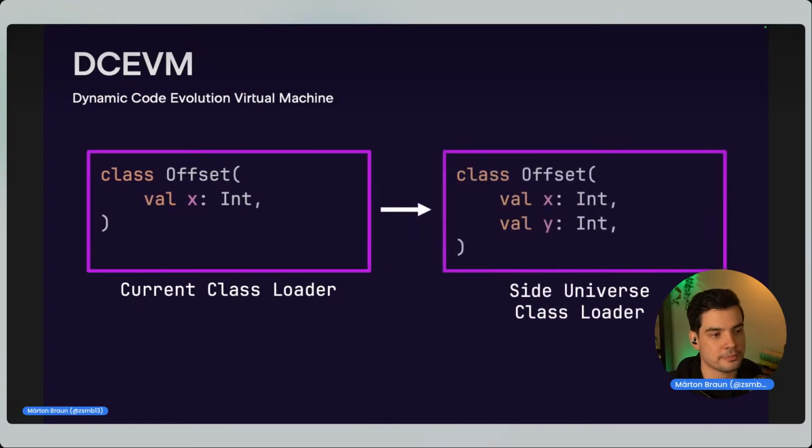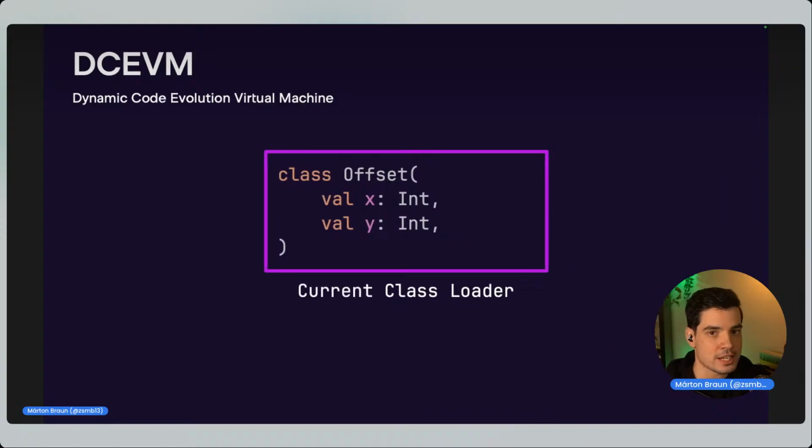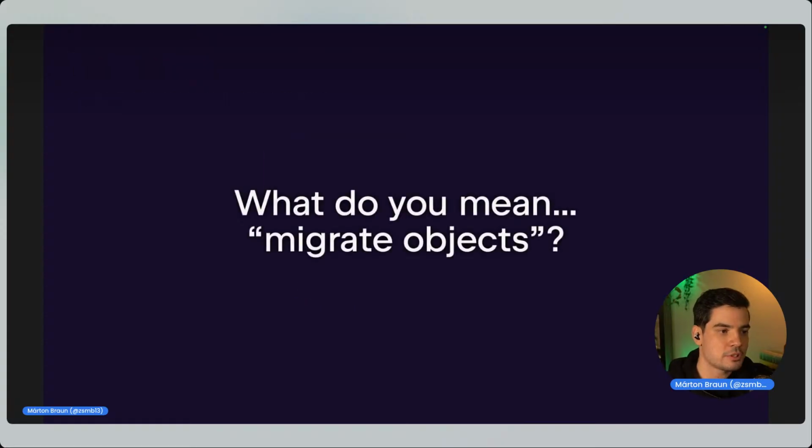And when you receive new bytecode and you want to load the new version of classes into the app, those classes will be loaded into a side universe class loader. All of the existing instances of Offset in this case that are already in memory will be migrated from the old version to the new version. And once that's done, the side universe class loader simply becomes the primary class loader, and the execution of your application continues from there. Let me show you a more visual example of what that migrating part actually looks like, because it's not trivial that we can take existing objects that are already in memory and we can change their structure. So how do we do that with DCEVM?